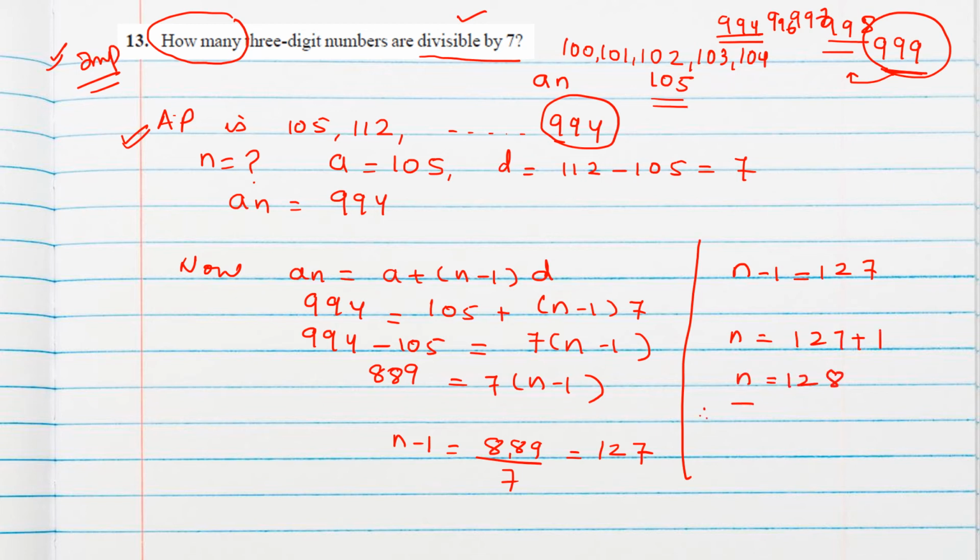So there are 128 three-digit numbers which are divisible by 7.